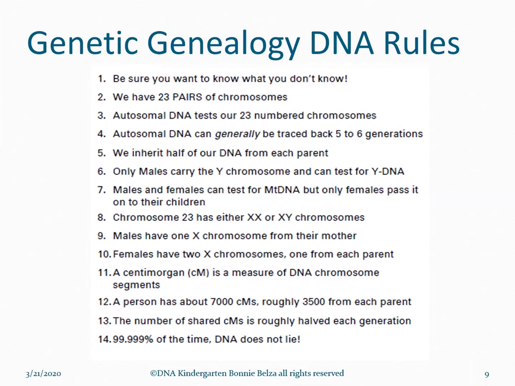Only males carry the Y chromosome, which is found on the 23rd chromosome, and only males can do tests for Y DNA. Those tests are performed at Family Tree DNA. Both males and females can test for mitochondrial DNA, but only females pass it on to their children. And again, the mitochondrial DNA test is done at Family Tree DNA. Chromosome 23 is where the XX or XY chromosomes are found. Males get one X chromosome from their mother, while females have two X chromosomes, one from each of their parents.